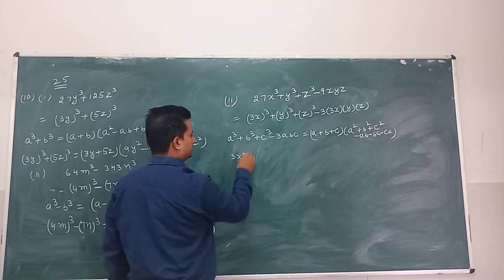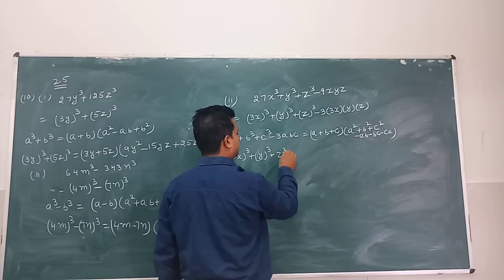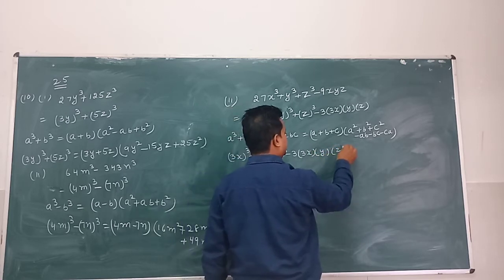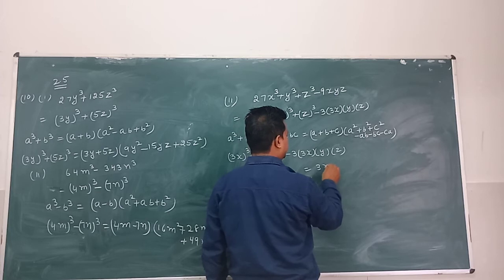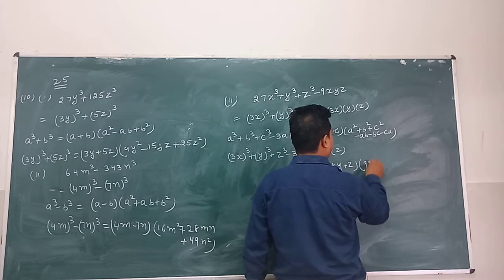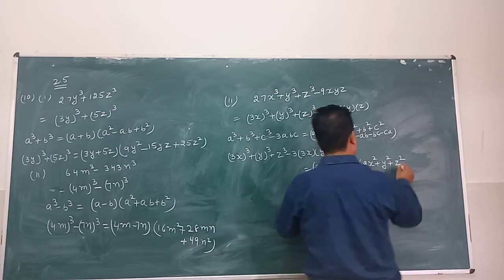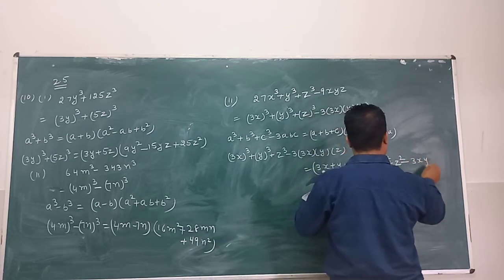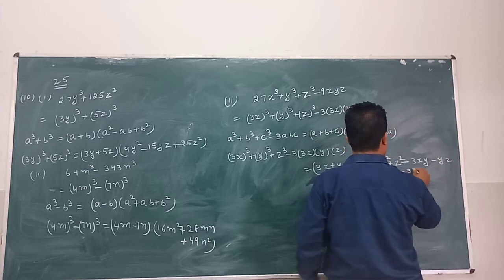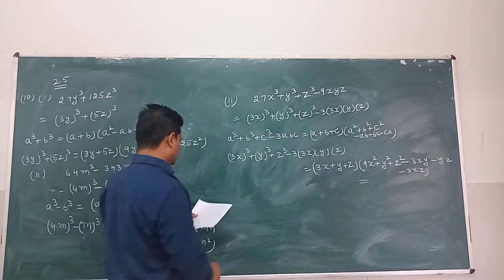So this is (3x) whole cube plus y cube plus z cube minus 3abc, where a is 3x, b is y, c is z. The square of 3x is 9x square, plus y square plus z square minus ab, which is 3xy, bc is yz and ca is 3xz. These are the factors of this polynomial.